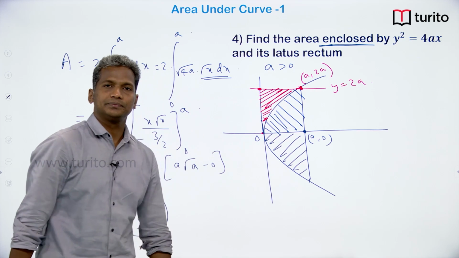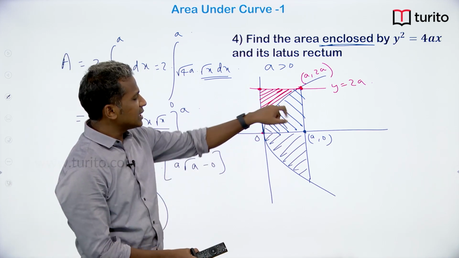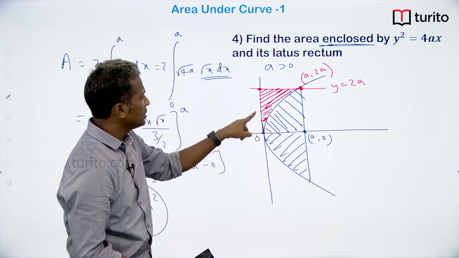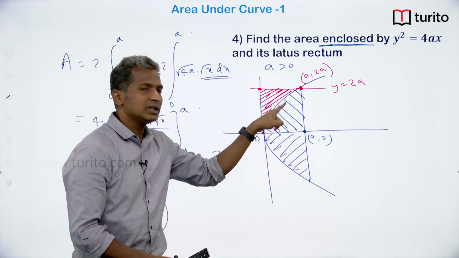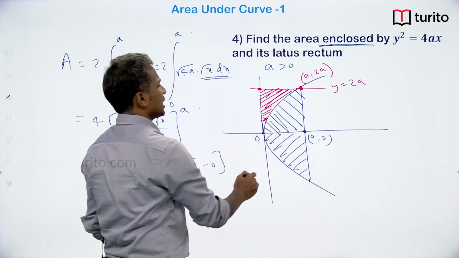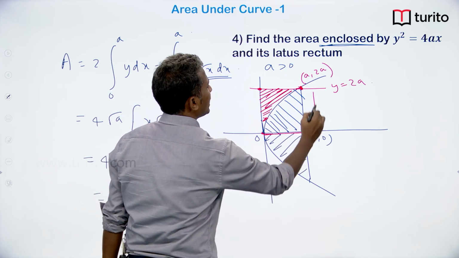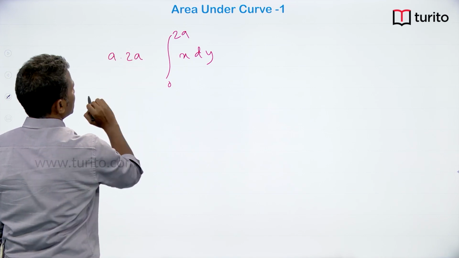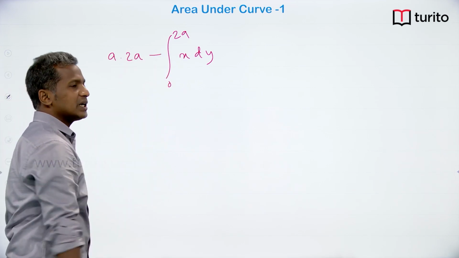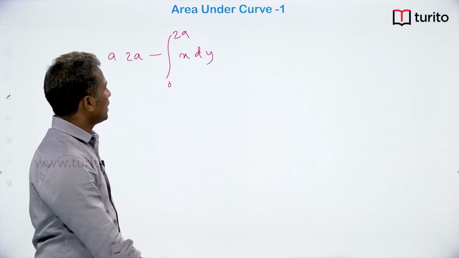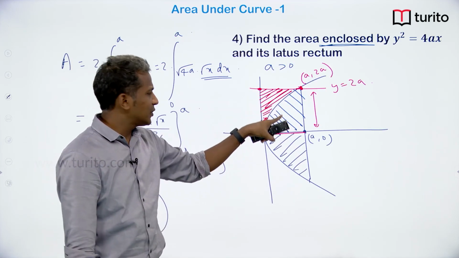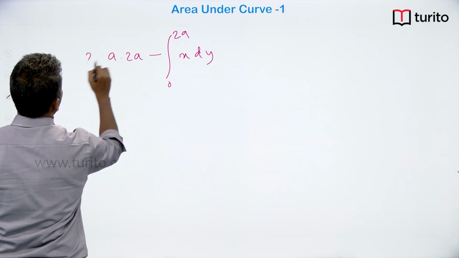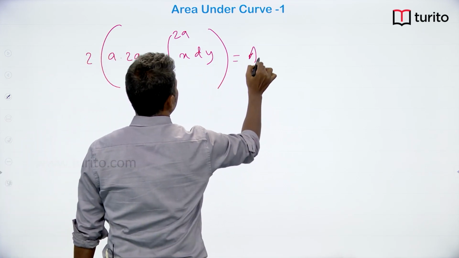If we do this, we will get this area, which I marked in red. But we are interested in this area. So to get this blue area, we have to subtract this red area from the rectangle. Now what is the area of this rectangle? Base is a units, height is 2a units. So the area of the rectangle is a into 2a. If I subtract this integral with respect to y, I will get this blue region, but because I am interested in this complete blue region, I have to multiply that by 2. So multiplying by 2 will give us the area.